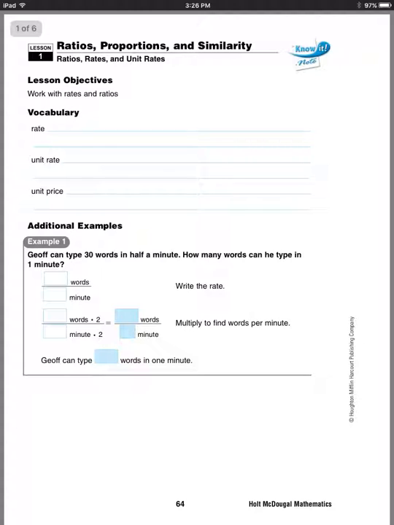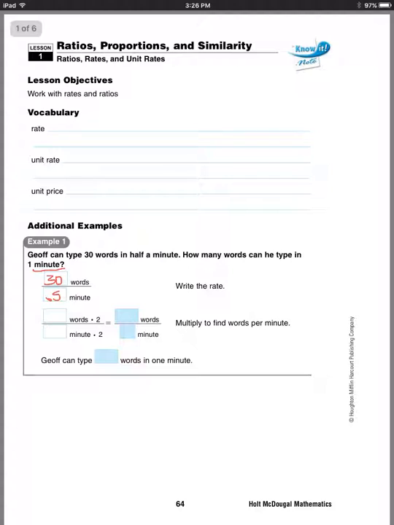Jeff can type 30 words in half a minute. How many words can he type in 1 minute? Okay, so because we have 1 minute, that's what we're looking for, we know that needs to go in the denominator because a rate is per one of something. And we know he can type 30 words in half a minute, so half a minute is 0.5 as a decimal, and he can type 30 words.